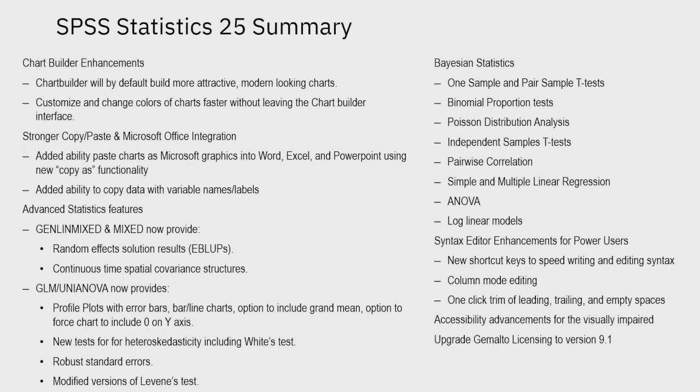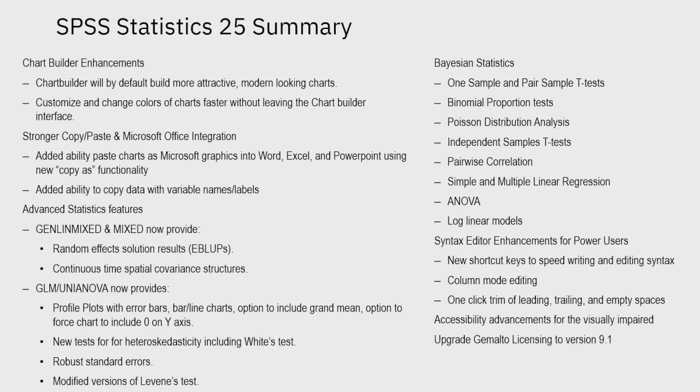There was a new advanced statistics feature with the generalized linear mixed models that were in there, the ANOVAs that were in there. There's far more things in the advanced statistics feature than there was before, as well as Bayesian statistics, which became very popular a little while ago. But there's one sample and paired sample t-test, binomial proportion tests, ANOVA, log linear models, lots of things added to that.